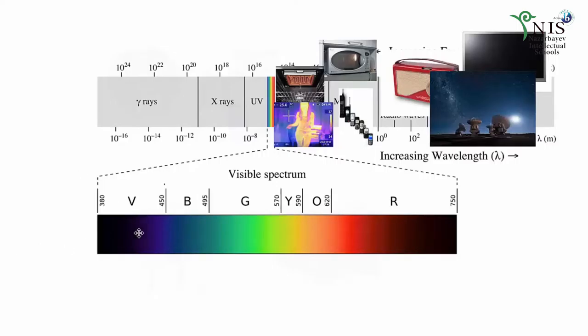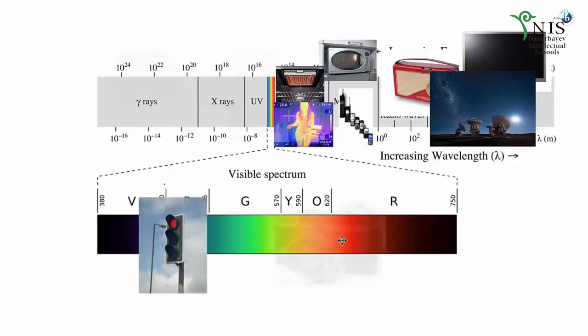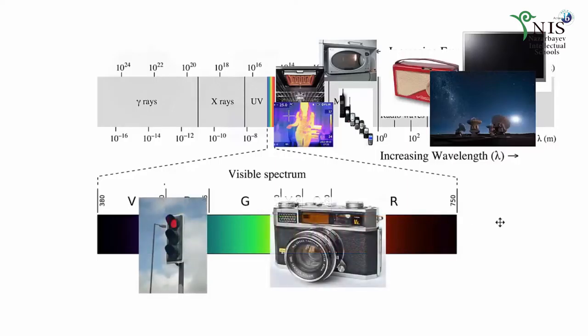Visible spectrum, that's all the light we can see. That's going to include uses such as traffic lights or photography, both of which rely on visible light.